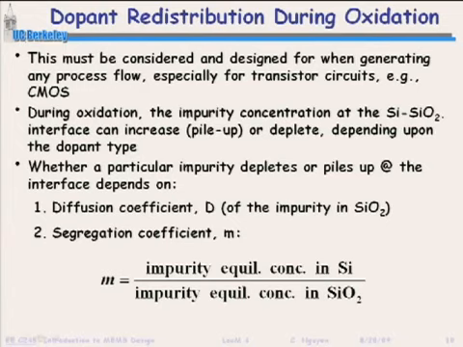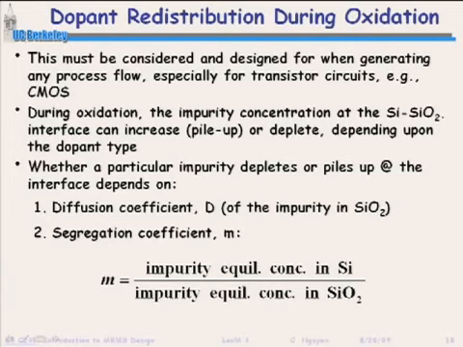Well, you could sort of predict after growing an oxide where the dopants are going to be, depending upon these two things, m and D: segregation coefficient and diffusion coefficient. And so we could take a look at some examples. Take a look at boron. So what does boron like to do?